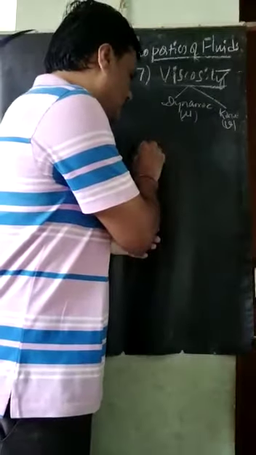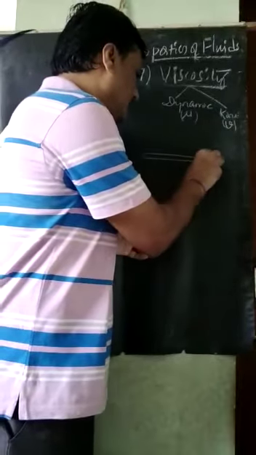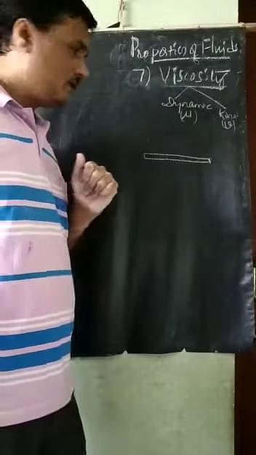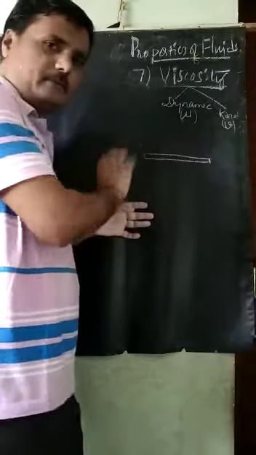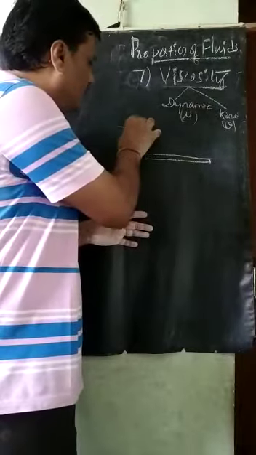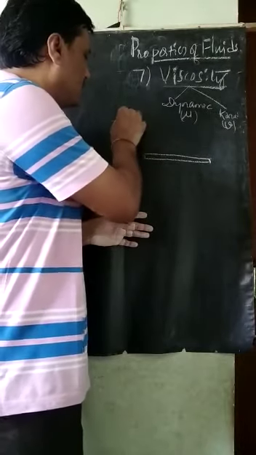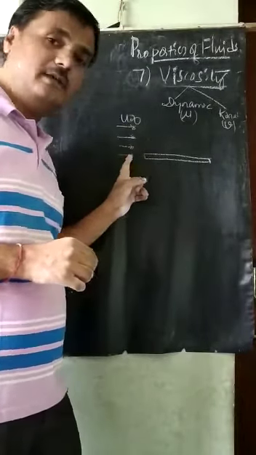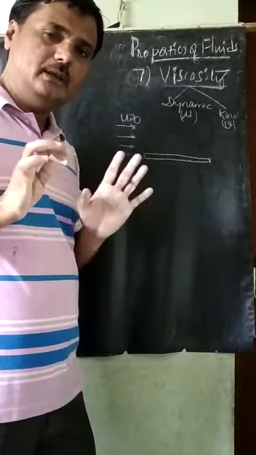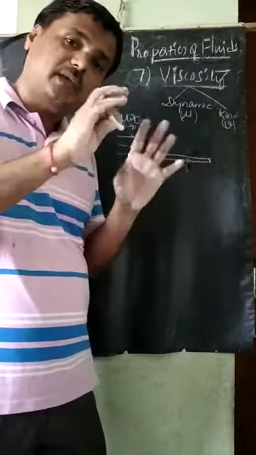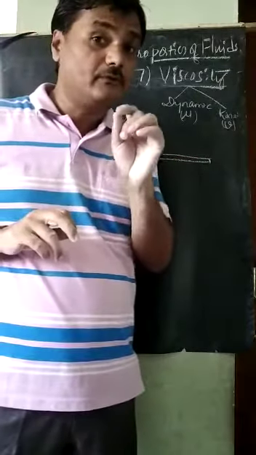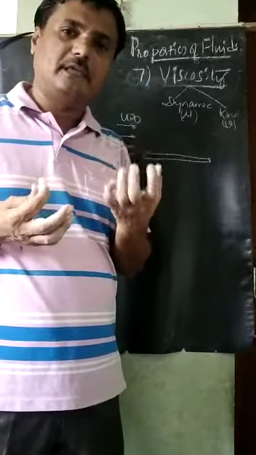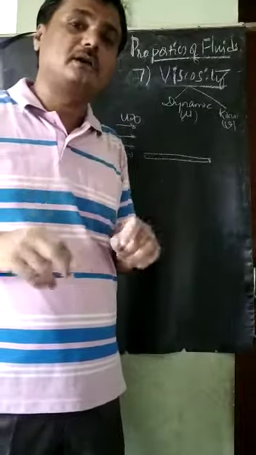I will take one plate here. This is the plate. As you know, if the plate is not there, the fluid is moving like this. All the fluid particles are moving with the same velocity. That velocity is called the free stream velocity. Here the plate is not there, so all the fluid particles move with the same velocity, the free stream velocity. Why? Because the plate is not there. The surface effect of the plate is not there on the fluid particles.